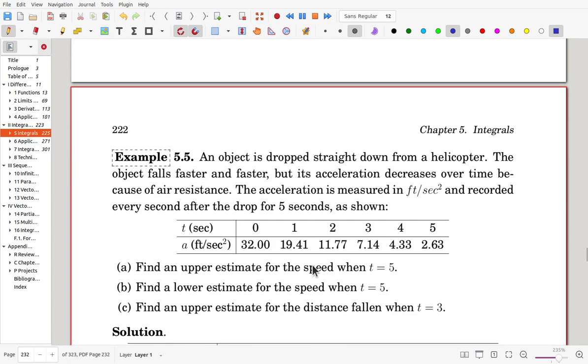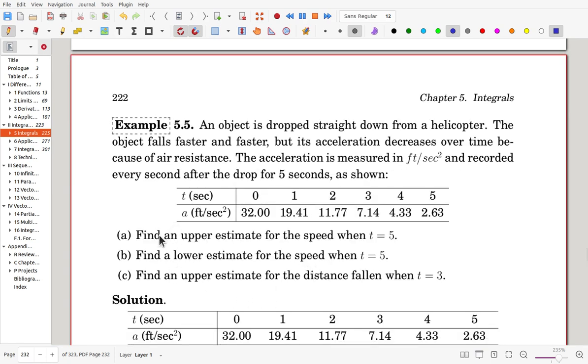Okay, now we'll go to another problem. An object is dropped straight down from a helicopter. The object falls faster and faster because of gravity, but the acceleration decreases over time because of air resistance. The acceleration is measured in feet per second squared and recorded every second after the drop for 5 seconds, as shown in this table.